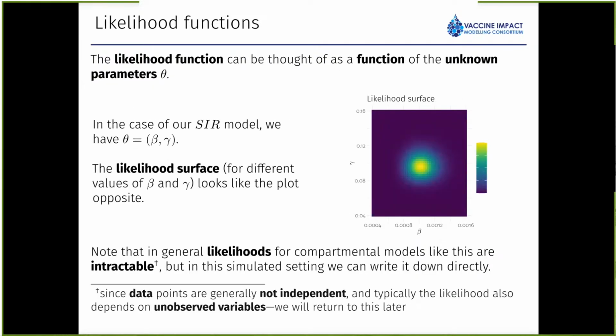So if we take that idea and we go back to our SIR model, well, in an SIR framework, we now have two parameters, right? So we don't have a likelihood function in one dimension. We now have a likelihood function in two dimensions, all right? And in this simulated example, where I observe everything, I can write down a likelihood function for this, okay?